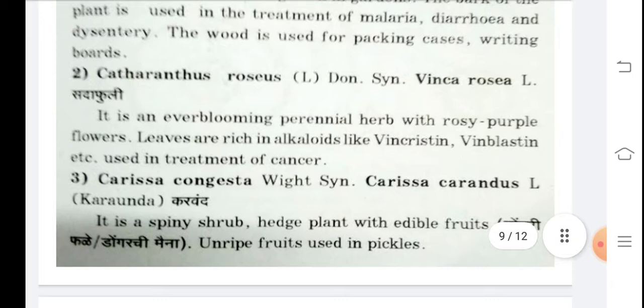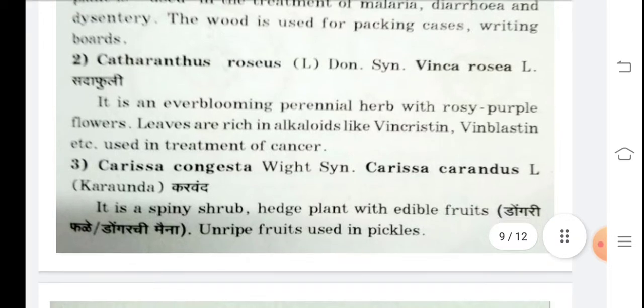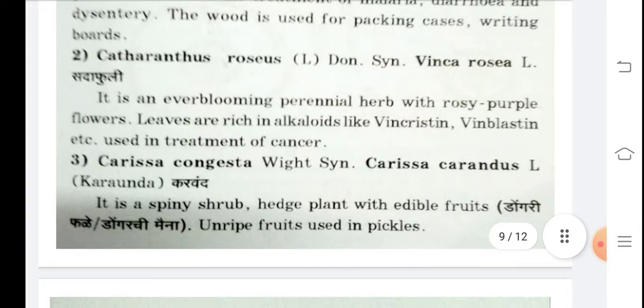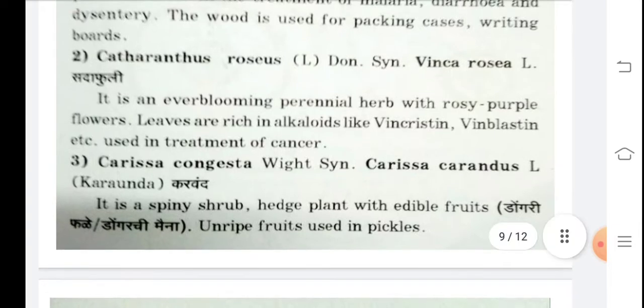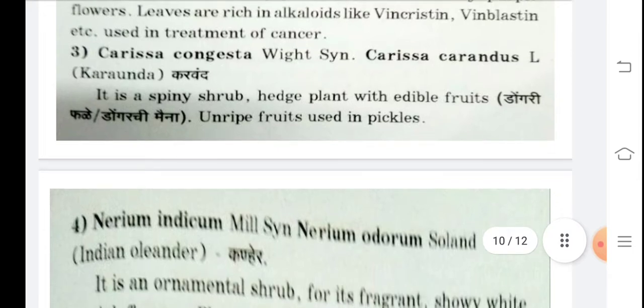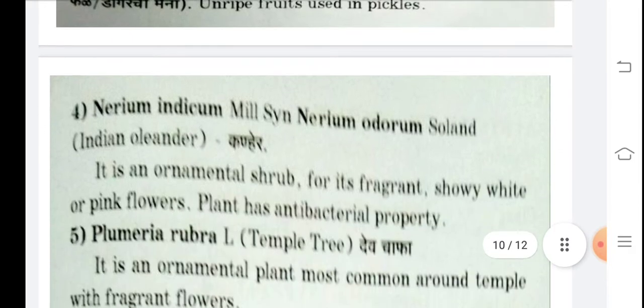Our example Catharanthus, Vinca rosea, old name. It has good rosy purple flowers. It is rich in alkaloids, vincristine, vinblastine, commonly used in the treatment of cancer. Right. Then Carissa congesta or Carissa carandas, karvand. It is a spiny shrub and the fruits are found in mountainous areas, hilly region, and unripe fruits are used for pickle. Unripe fruits are used to prepare pickle.